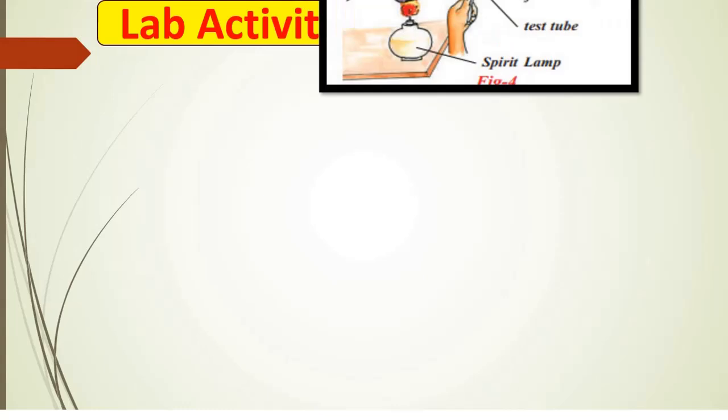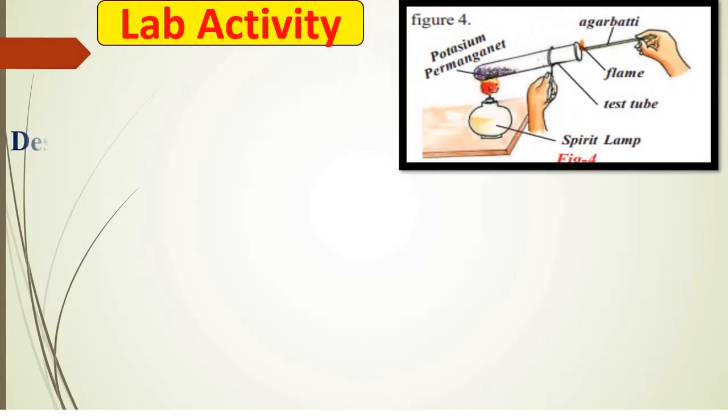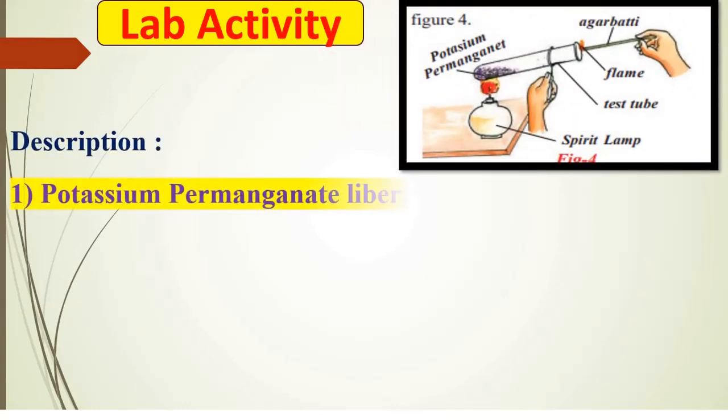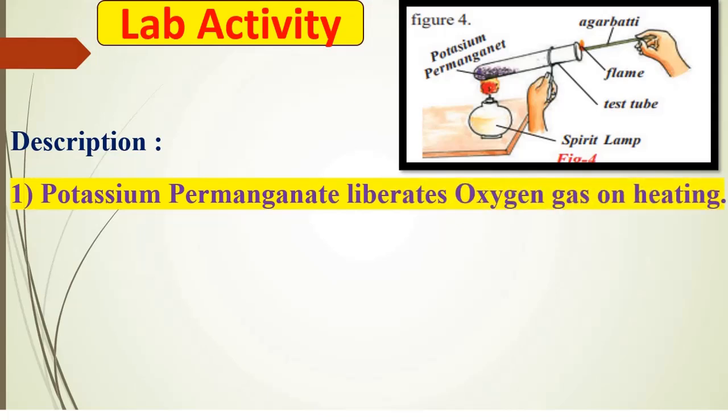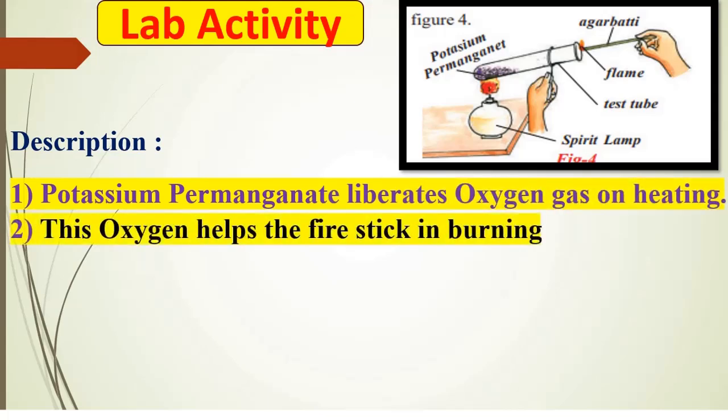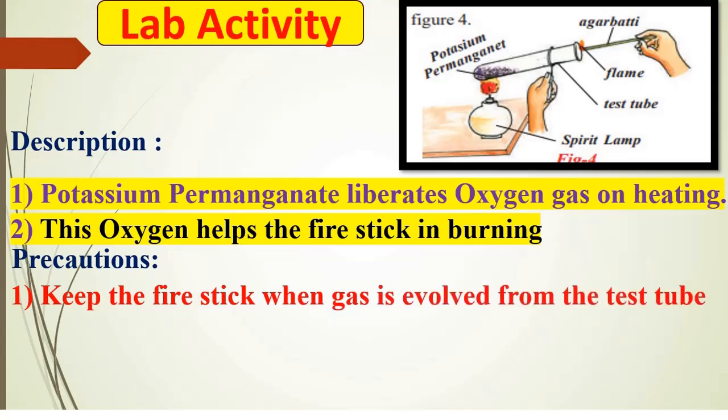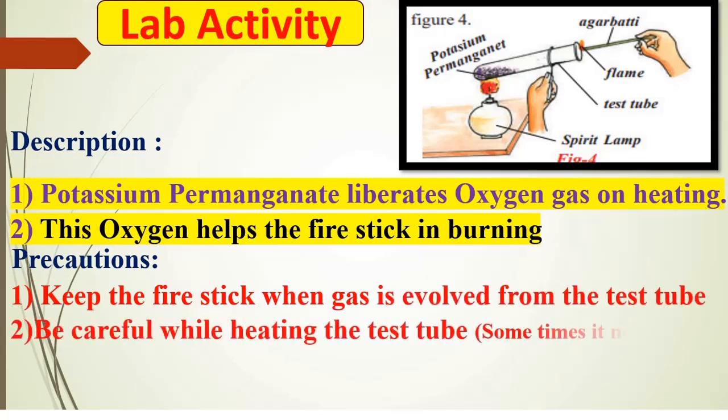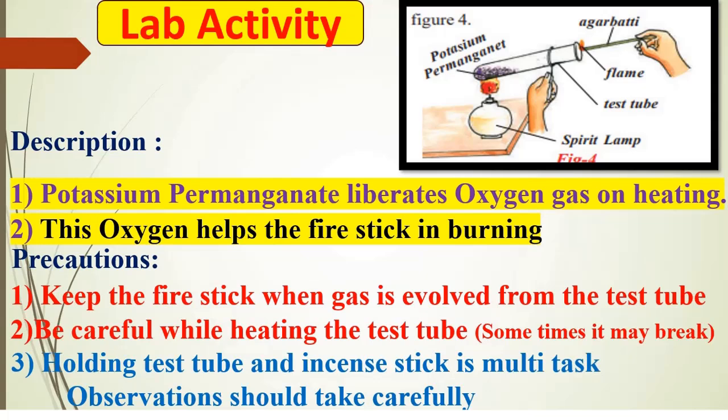Now do the lab activity. Description: potassium permanganate liberates oxygen gas on heating. This oxygen helps the fire stick in burning. Now take some precautions. Keep the fire stick ready when gas is evolved from the test tube. Be careful while heating the test tube; sometimes it may break. Holding the test tube and incense stick is multitasking. Observation should be taken carefully. These are the precautions while we do this activity.